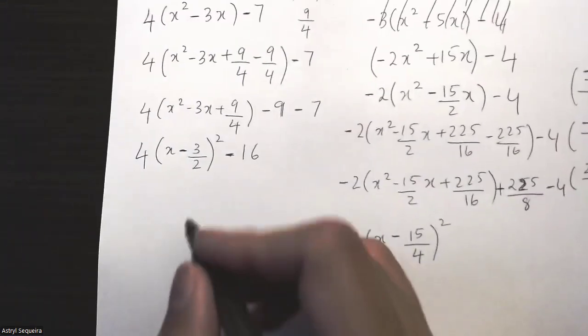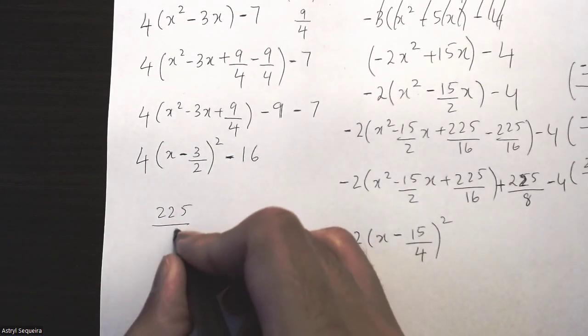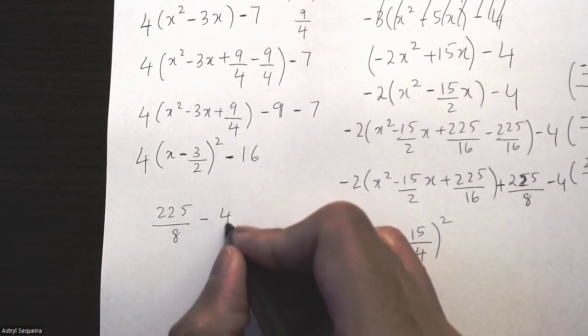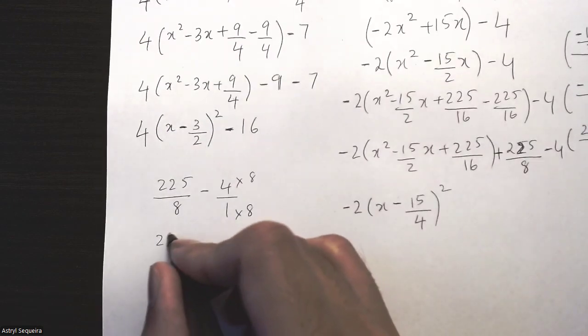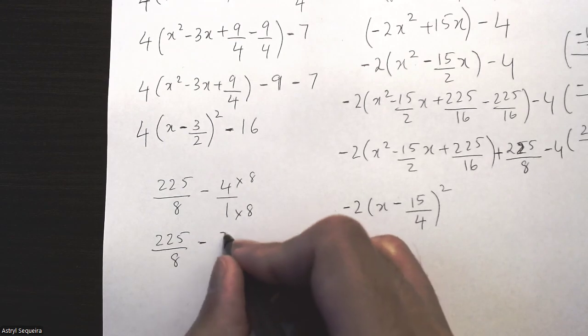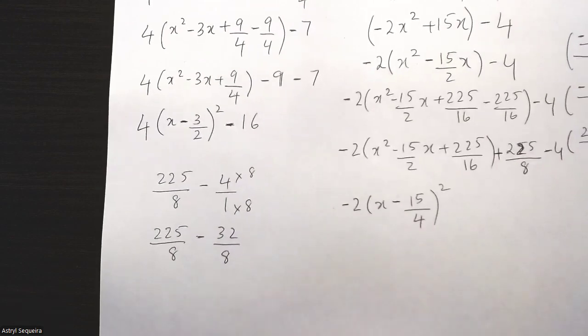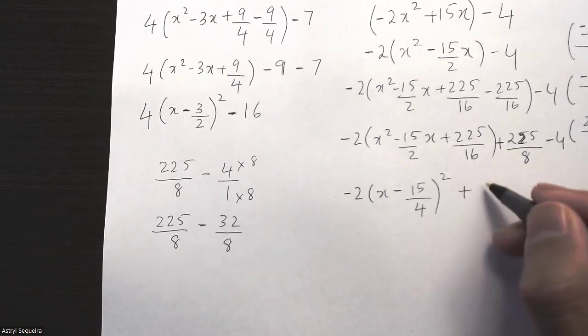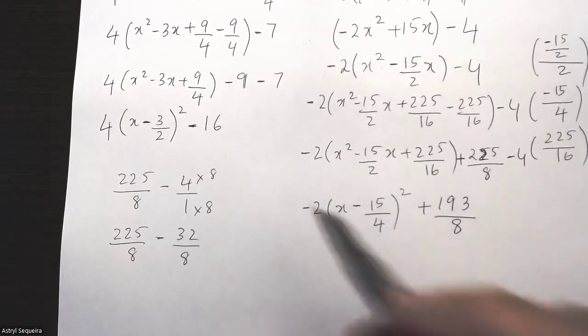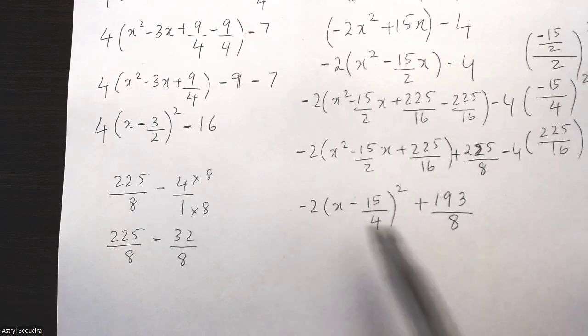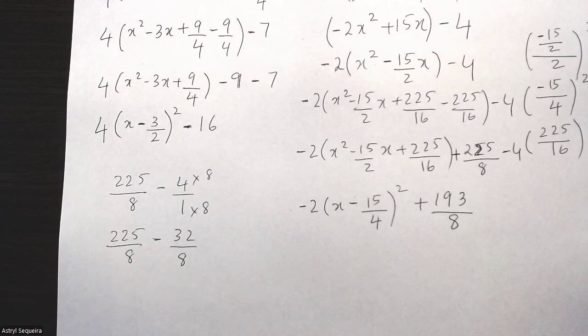I need to combine these two like terms. I'll do it on the side here. 225 over 8 minus 4 over 1. So I'm going to multiply the top and bottom by 8. That's 225 over 8 minus 32 over 8. And 225 minus 32 is just 193 over 8. And that is my final solution to this question over here. Pretty much as difficult as it gets in terms of whole numbers and fractions.